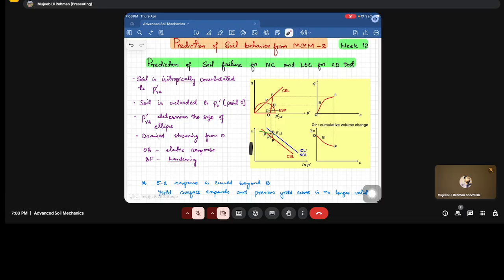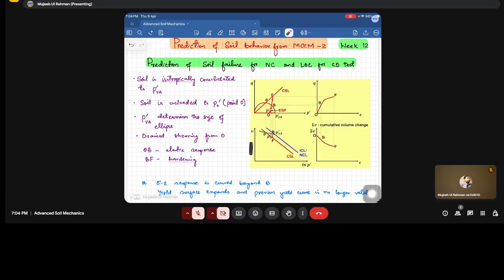Now, corresponding to this state, we have the critical state line and the NCL. Sorry, this is the normal consolidation line, and this is the critical state line. Fine. This p'a lies here. And from here to here, we are unloading it. So this is the unloading curve, and O lies somewhere here.